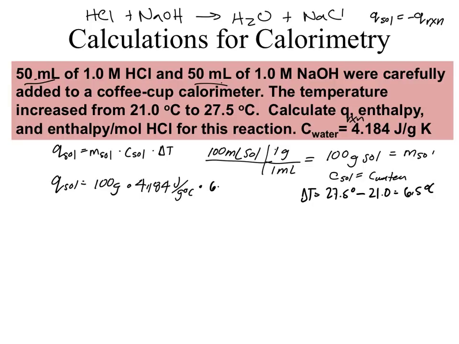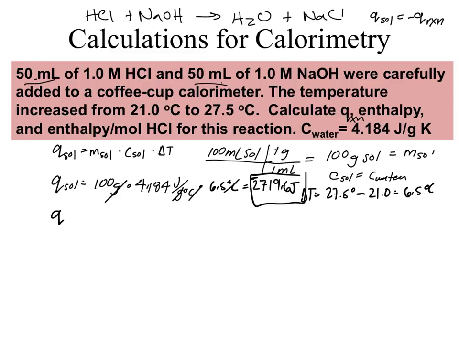We'll plug that in, 6.5. Okay, we're going to go ahead and multiply this out. That's going to go ahead and give us 2719.6. Okay, units wise, grams and grams cancel, Celsius and Celsius cancel, joules are what we've obtained. Okay, so that is our Q of our solution.